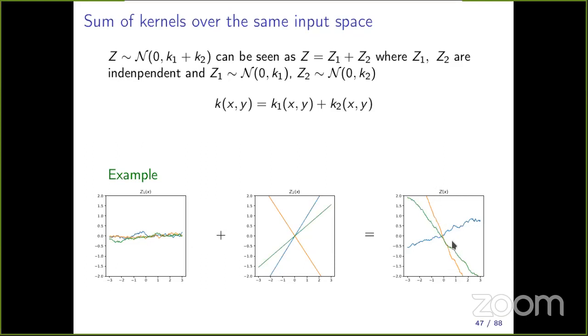So if someone tells you, oh, I believe there's a linear trend, I don't really know what the coefficient is, but there will be some variations around the trend, then you can definitely choose this as your covariance for your model.